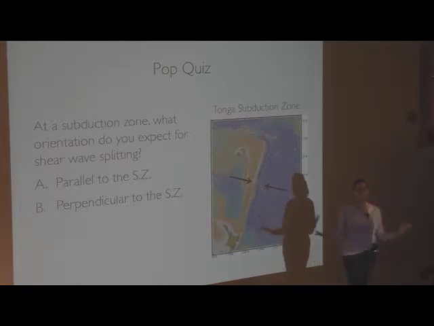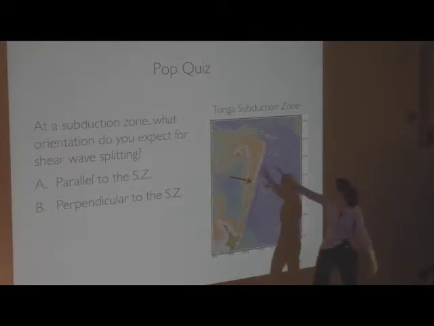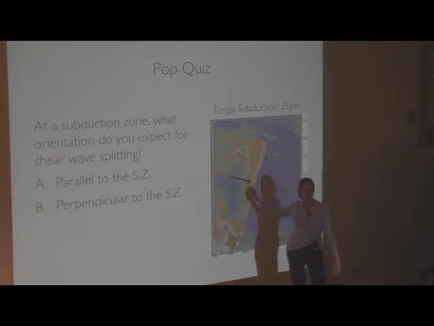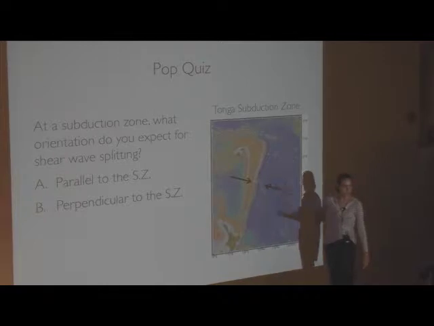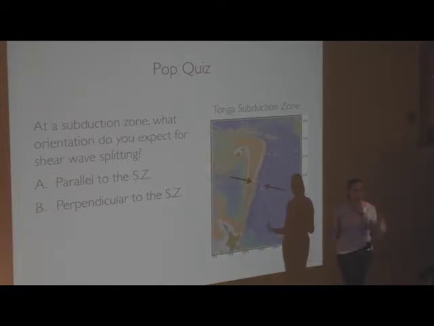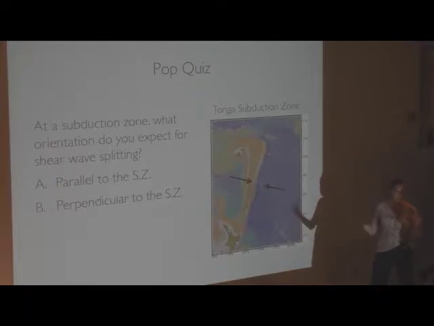Where do you observe this? I'm just saying, theoretically, what would you predict? If you were looking at the splitting here over the mantle wedge. Or, I mean, you could also say over here as well, in this case. As a general matter, what orientation? Just raise your hand if you think it would be parallel to the subduction zone. If both your plates are moving, converging. Okay, and then if you think it would be perpendicular to the subduction zone.